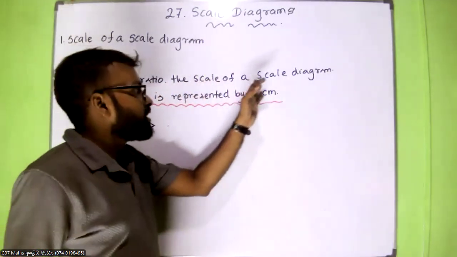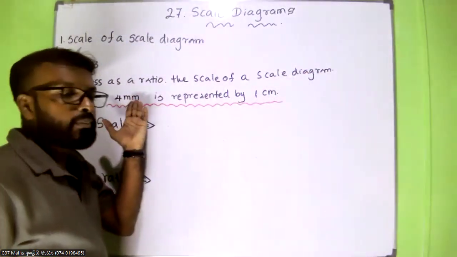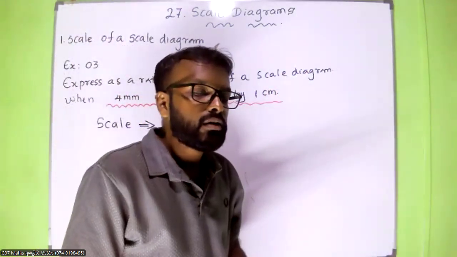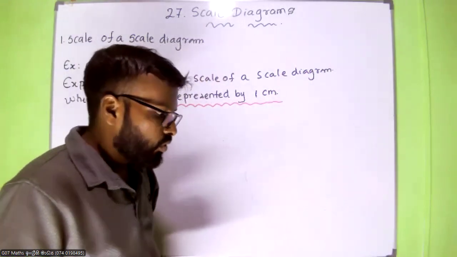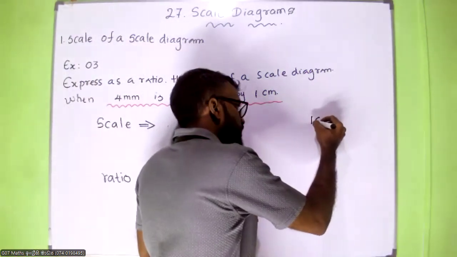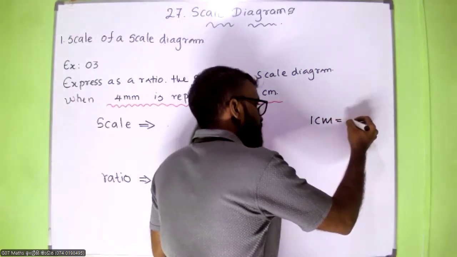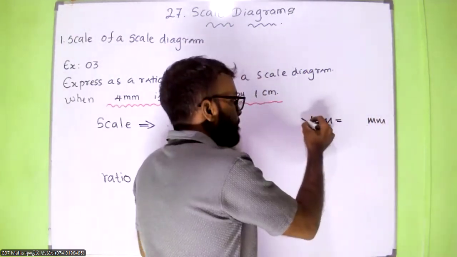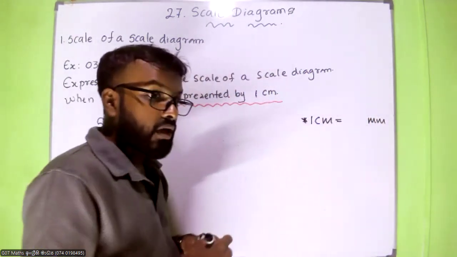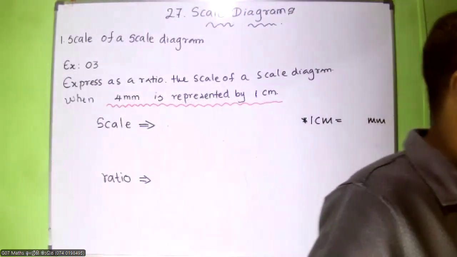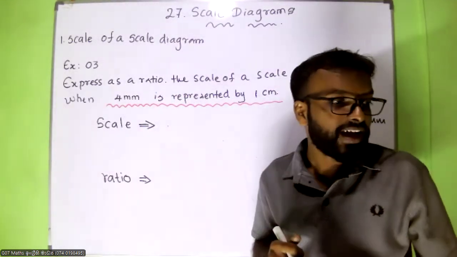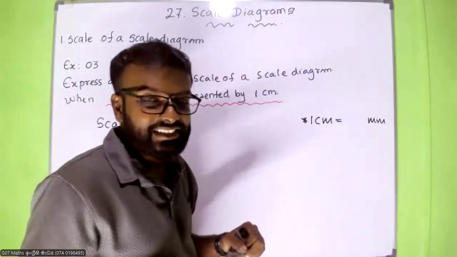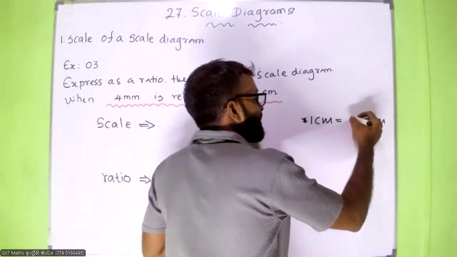Expressed as a ratio, the scale of a scale diagram when 4 millimeter is represented by 1 centimeter. So inside 1 centimeter, how many millimeters are there? 10. Inside 1 centimeter, you have 10 millimeters.